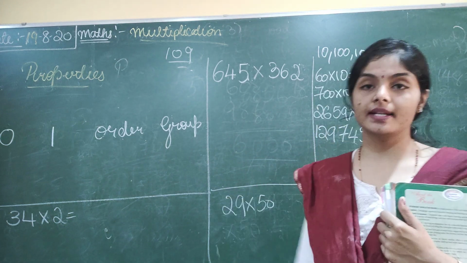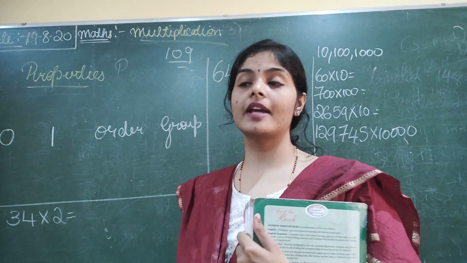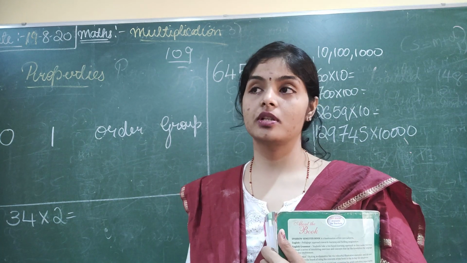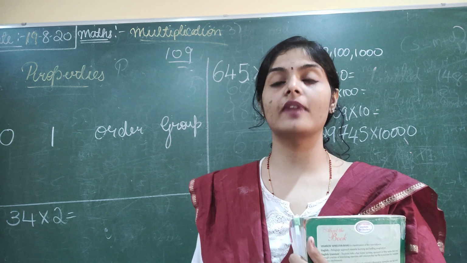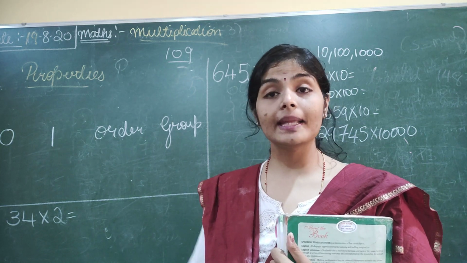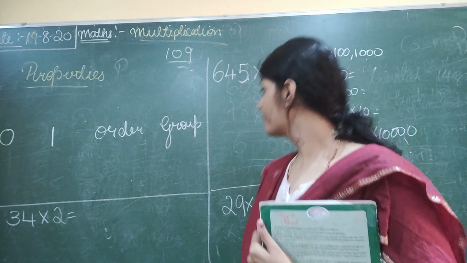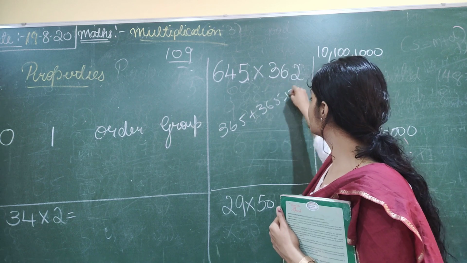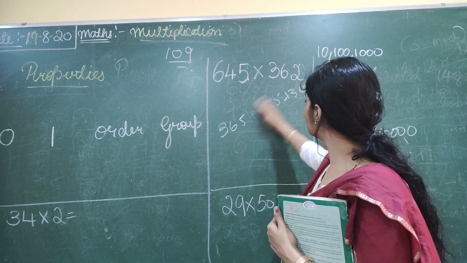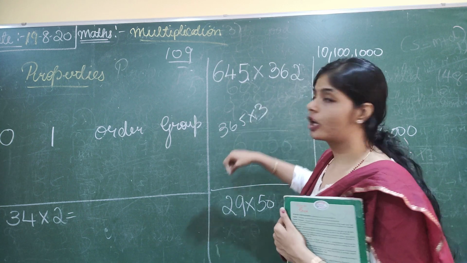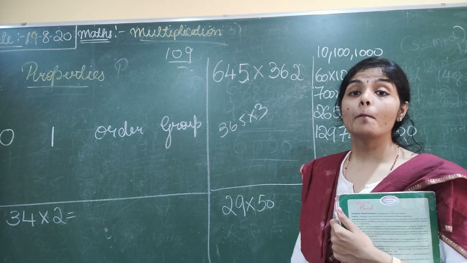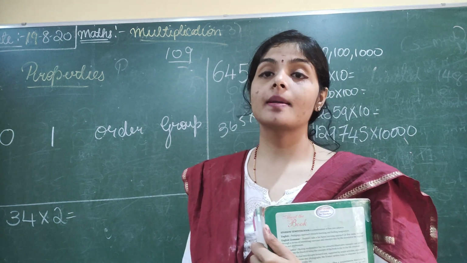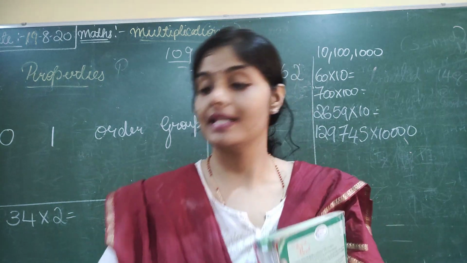That means you're multiplying certain numbers. For example, you have 365 children in a class, and in the next class you have the same 365 children, and in the next class you have the same 365 children. How can you multiply this? Instead of adding 365 plus 365 plus 365, you can directly do 365 into 3. Got it? You will get the same answer.